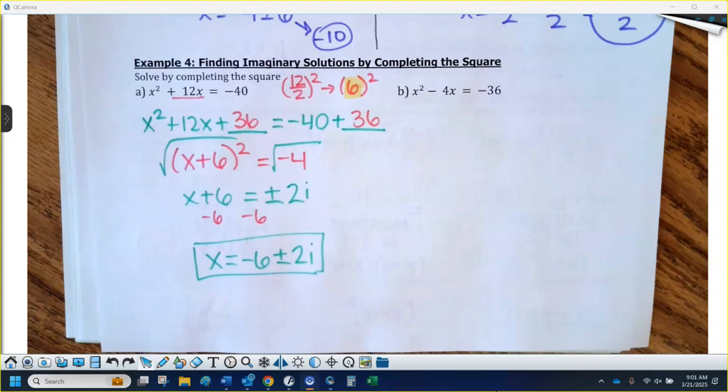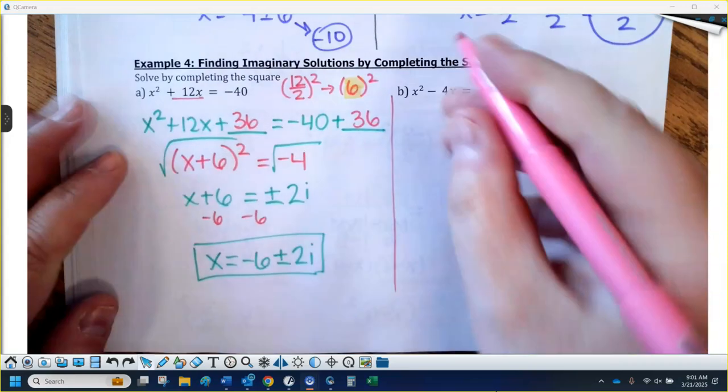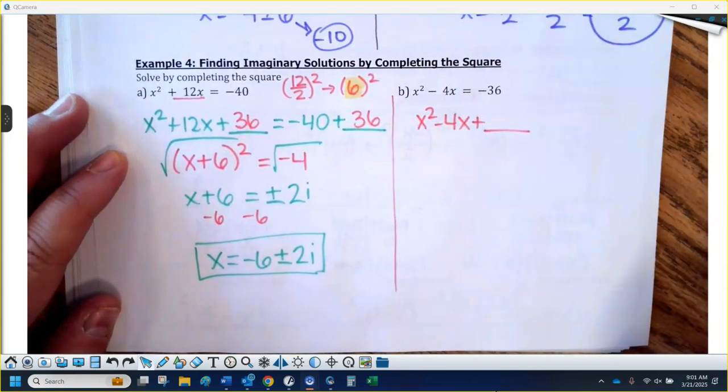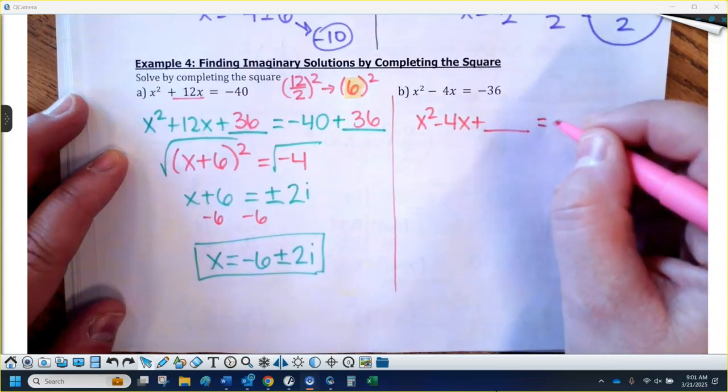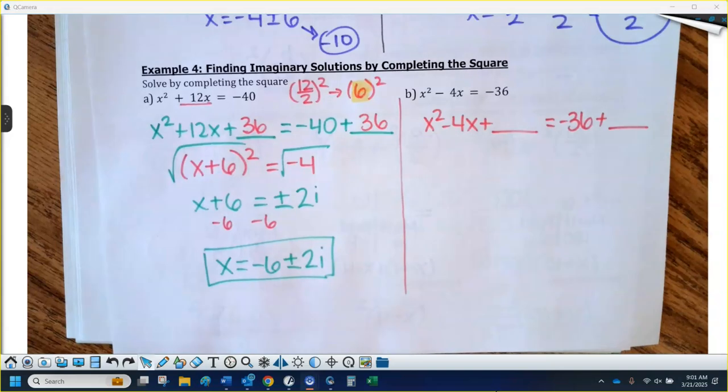Okay, I'm going to have one left. I'm trying to finish this before we've got a little short class today. So I'm going to do x squared minus 4x. I'm going to leave a space to complete the square. On the other side, I got negative 36, and I know I'm going to complete the square on the left side, so I got to leave a space to complete the square on the left side and then add that same number to the right to keep my equation balanced.